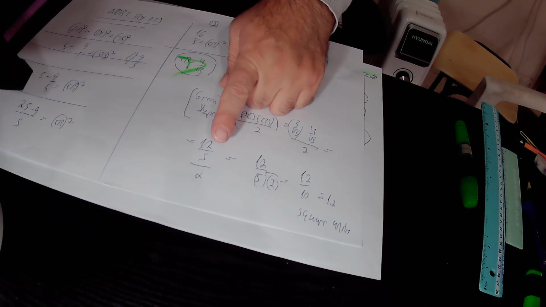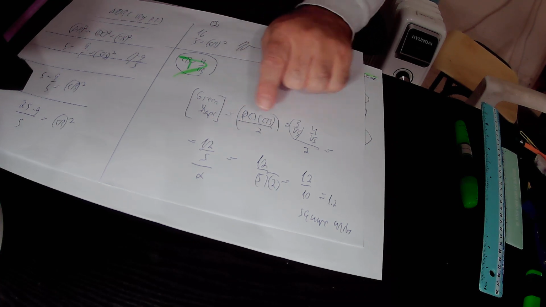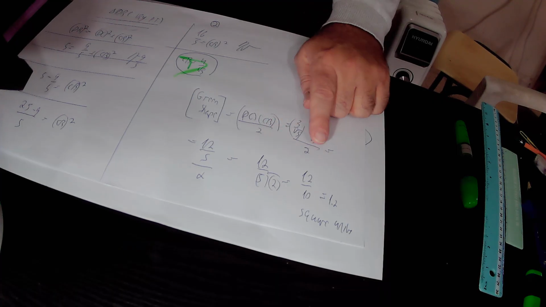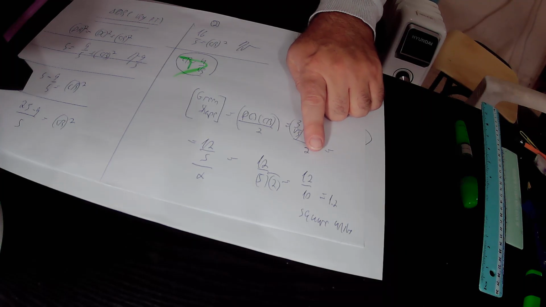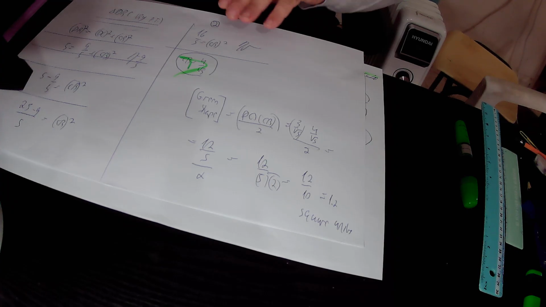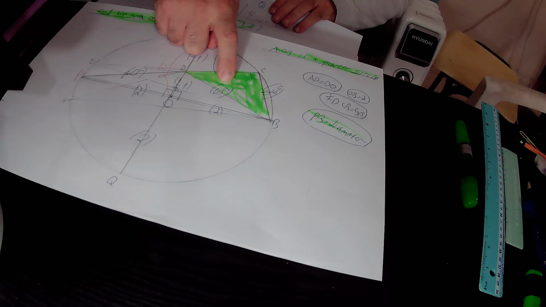Here we move the 2 to the denominator, and in total this expression equals 12 over 5 times 2. 5 times 2 is 10, so this expression equals 12 tenths. In terms of numbers, it equals 1.2 square units. So the area of this green shape equals 1.2 square units in size.